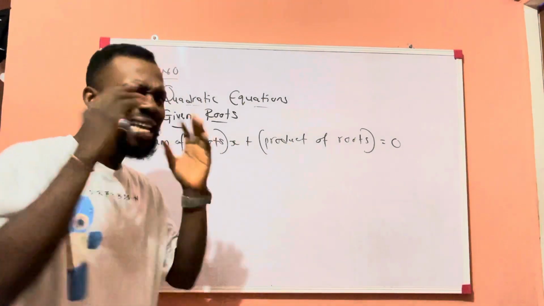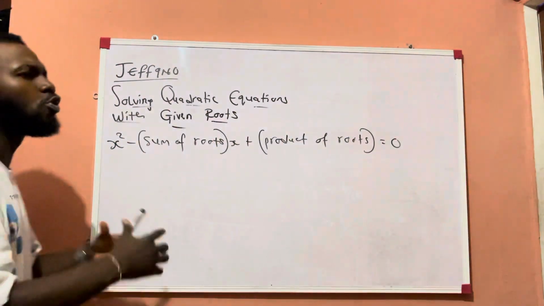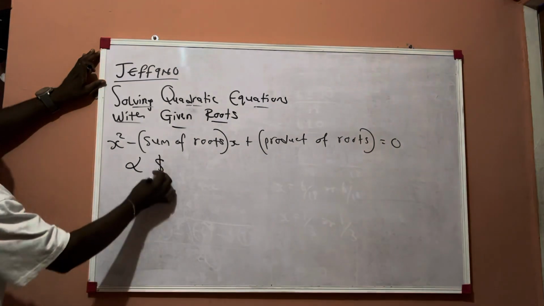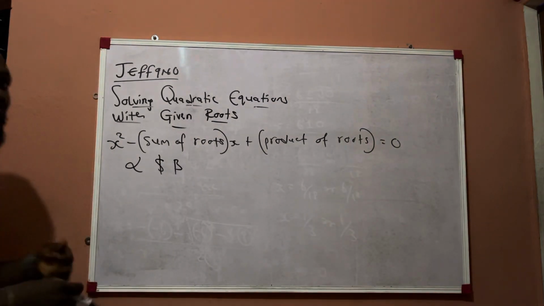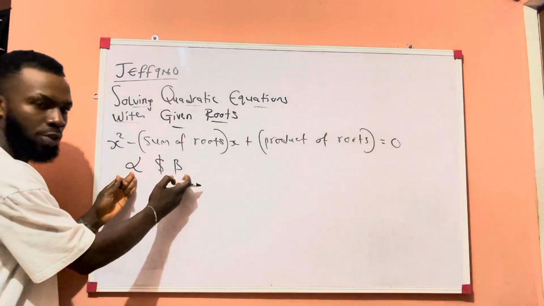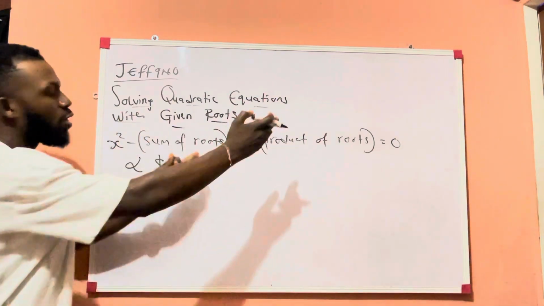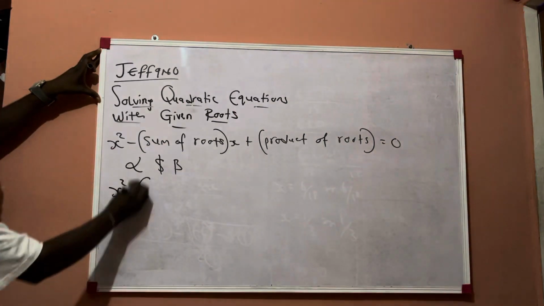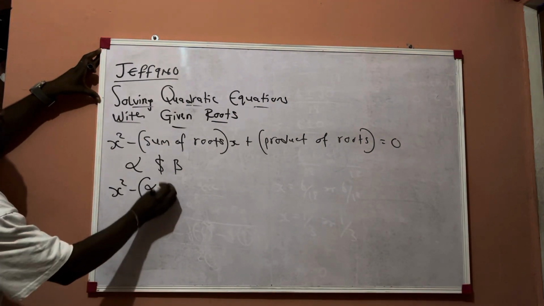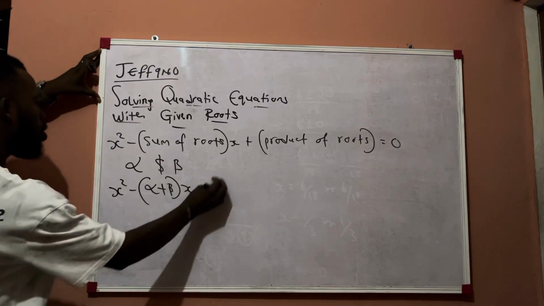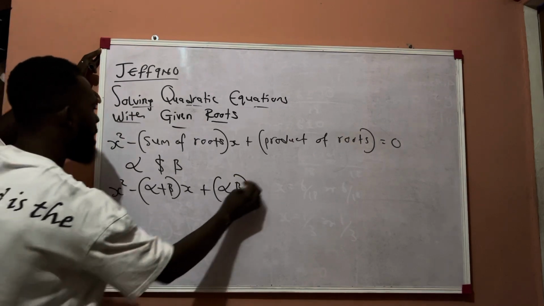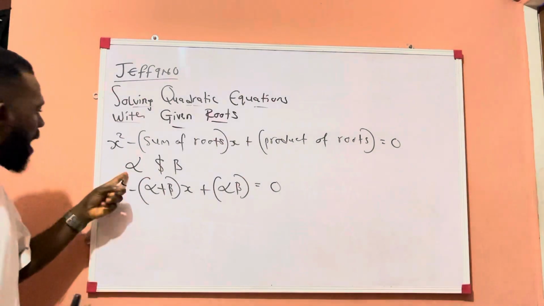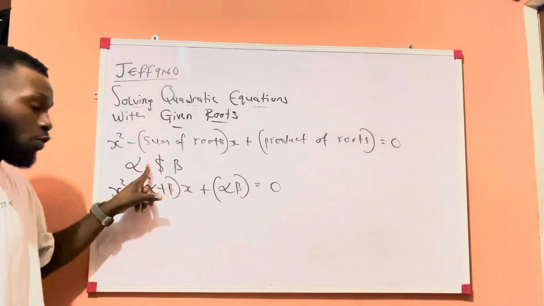Now, let us assume that the roots of the equation are alpha and beta. If we assume that these are the roots of the equation, if we substitute this into the formula, it means we are going to have something like this. x squared minus (alpha plus beta) x plus alpha beta equal to 0. How? Now, we just said that let us assume alpha and beta are the roots of the equation.